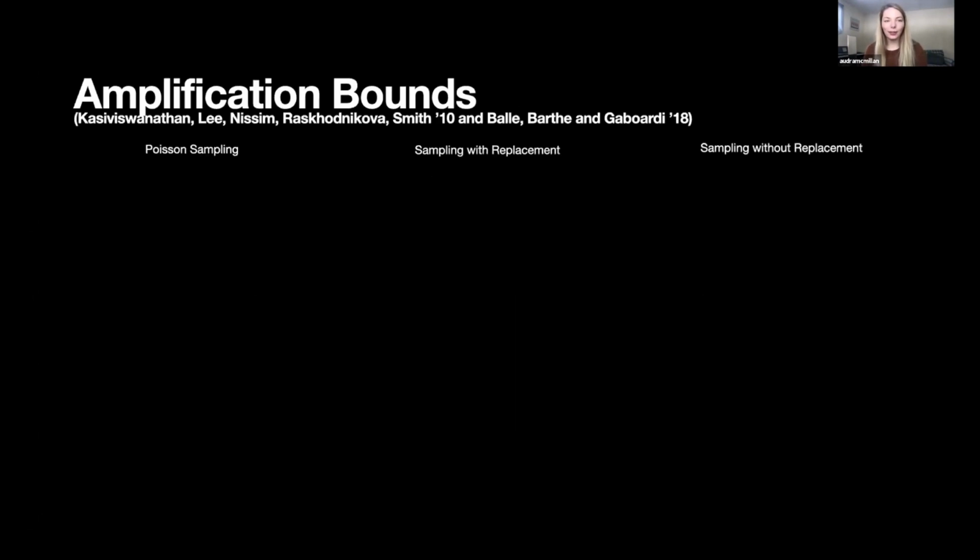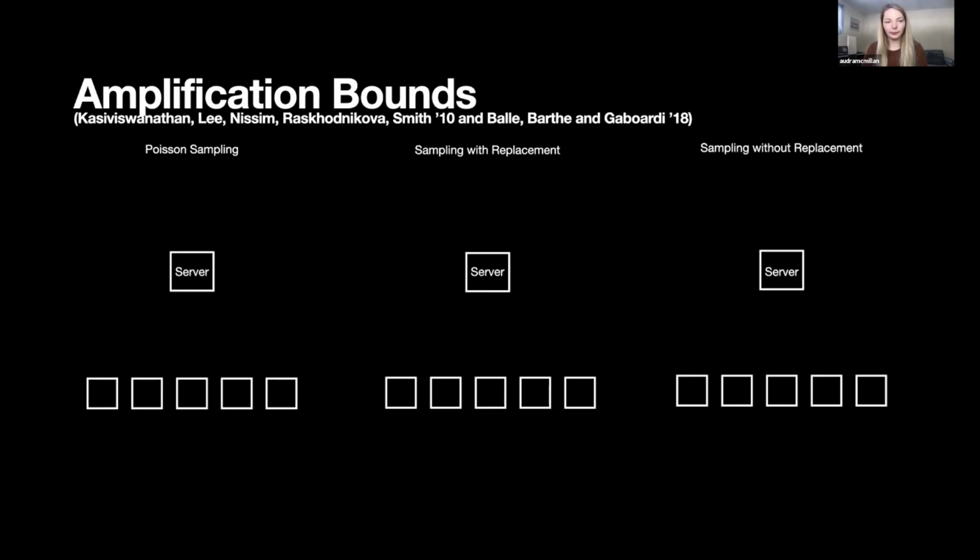To the best of my knowledge, the first place that subsampling amplification was noticed was actually a blog post by Adam Smith. Then it appeared in this Kasiviswanathan et al. paper in 2010. There's a really nice treatment of it in the Balle, Barthe and Gaboardi paper, who give a general treatment of subsampling mechanisms and how one analyzes the privacy of these mechanisms. We're going to talk about 3 types of subsampling: Poisson sampling, sampling with replacement, and sampling without replacement.